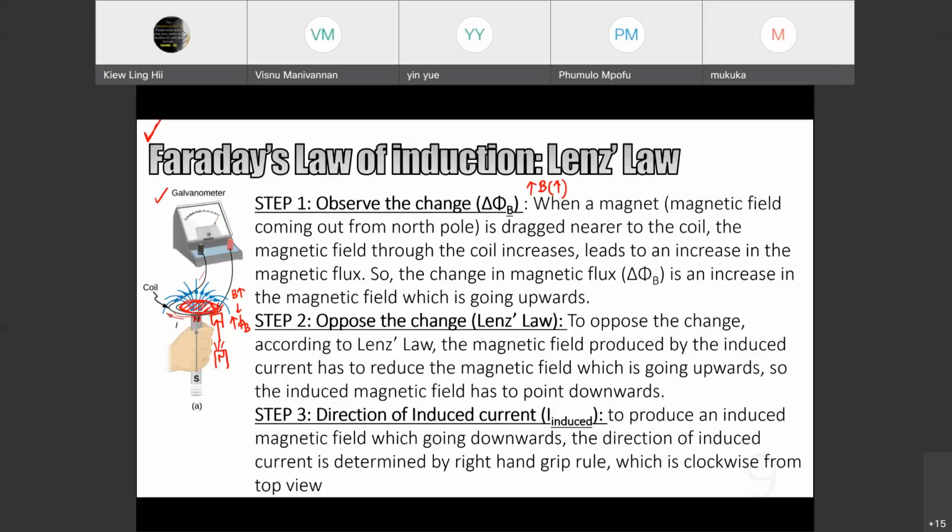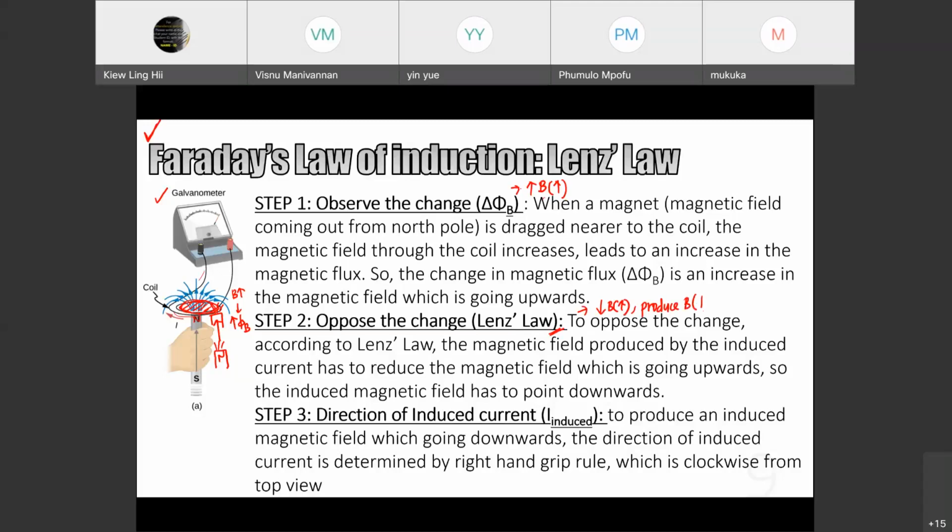When there is a change in magnetic flux, there will be an induced current. So how do we determine the directions of induced current? Now, step 2, oppose the change. According to Lenz, the direction of induced current produced will aim to oppose this initial change in flux. So in order to oppose this, the system will like to decrease the amount of magnetic field which is going upwards. In order to decrease this, I will have to produce magnetic field in the opposite direction, which is going downwards.